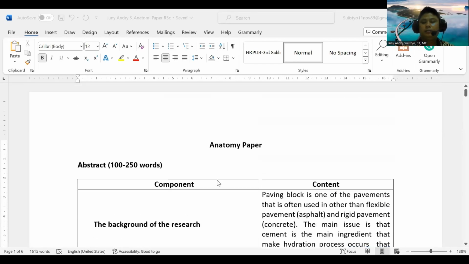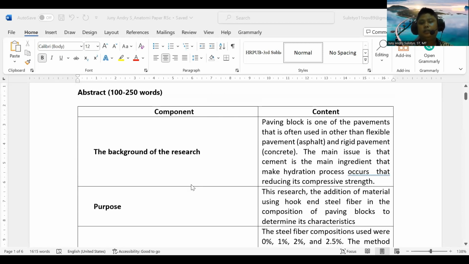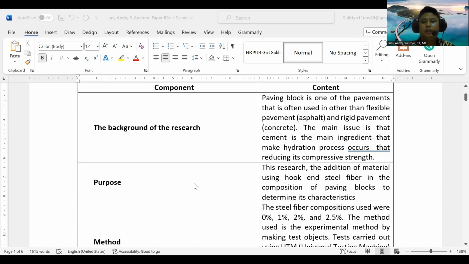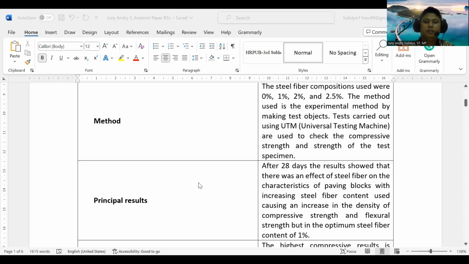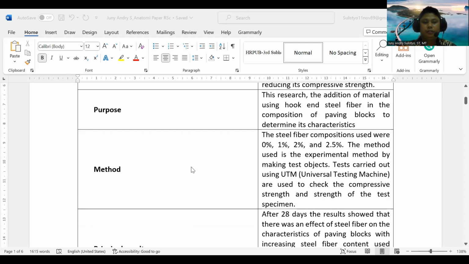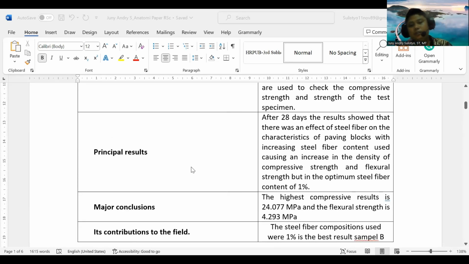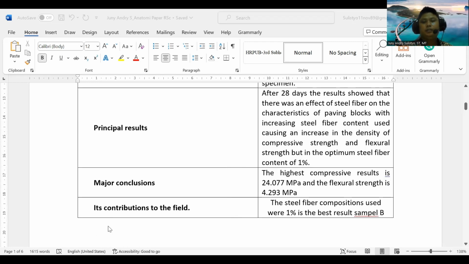Okay, here we can see the anatomy of the abstract of a paper. This component is the background of the research: paving block is a pavement often used other than flexible pavement and rigid concrete pavement. The purpose is the addition of material using hook and steel fiber in the combination of paving blocks to the characteristics, and a major conclusion. The highest compressive result is 24.15 MPa and the flexural strength is 1.93 MPa. That is a contribution. The steel fiber composition of 1% is the best result for the sample.